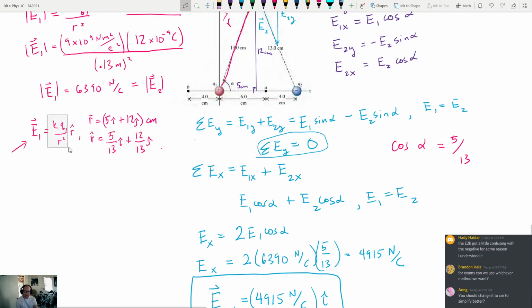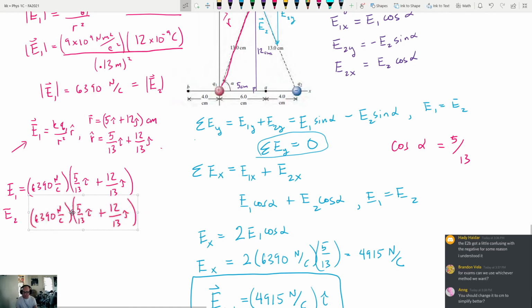And we already know what this is, right? So we can even go ahead and write this down. E1 is going to be equal to kq over r squared, which was 6390, right? So this is going to be 6390 newtons per coulomb, multiplied by 5 over 13 i hat plus 12 over 13 j hat, right? And then E2 will be exactly the same thing with the minus sign on the j hat. That's E2.